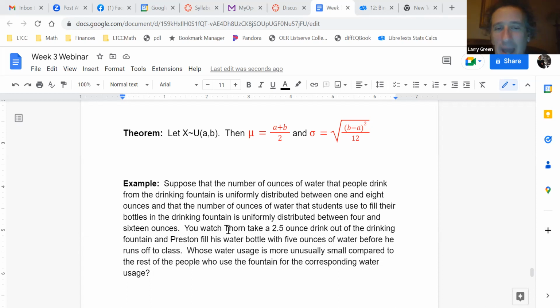Okay. You watch Thorne take a 2.5 ounce drink out of the drinking fountain, and Preston fill his water bottle with 5 ounces of water before he runs off to class.